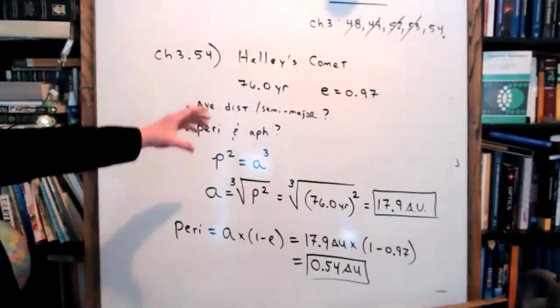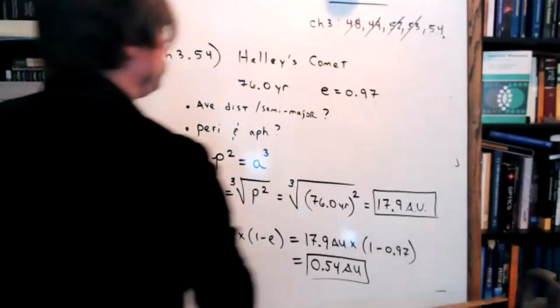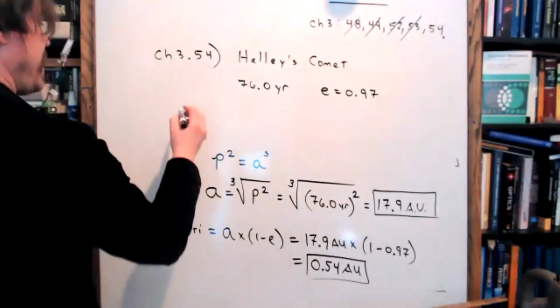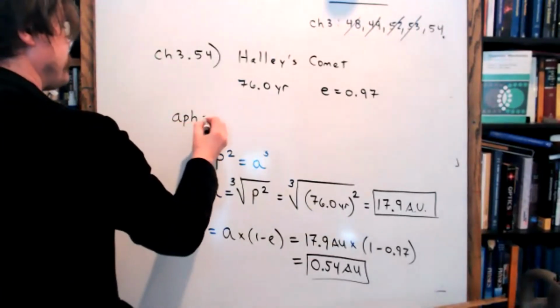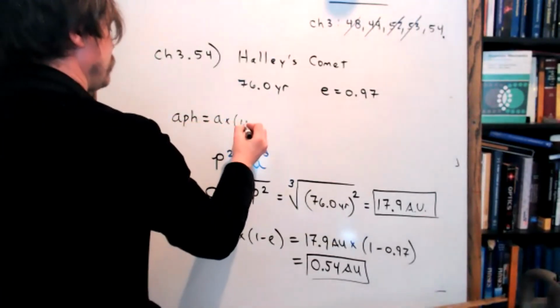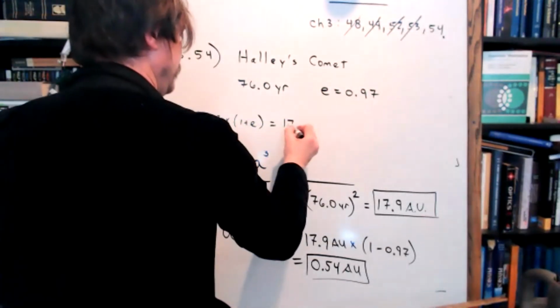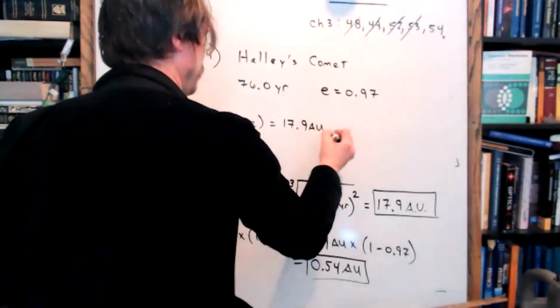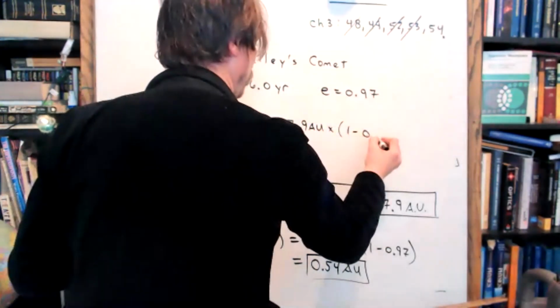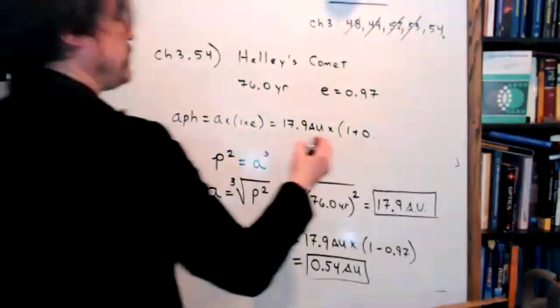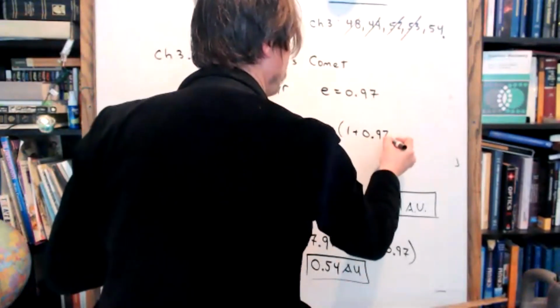Okay, here we go. Let's get the aphelion and then we're done. Aphelion is A times 1 plus E. That's 17.9 AU times 1 plus 0.97.